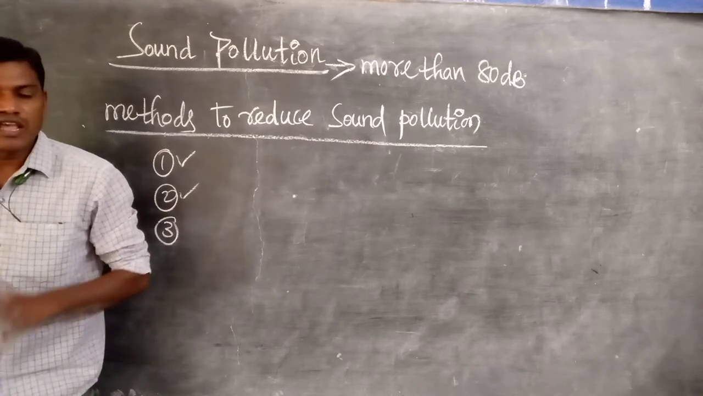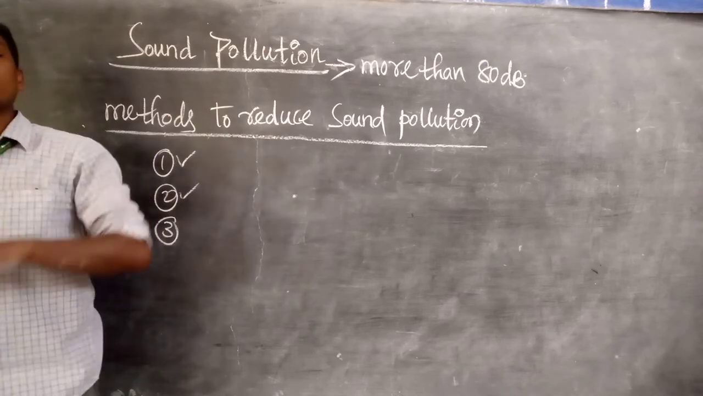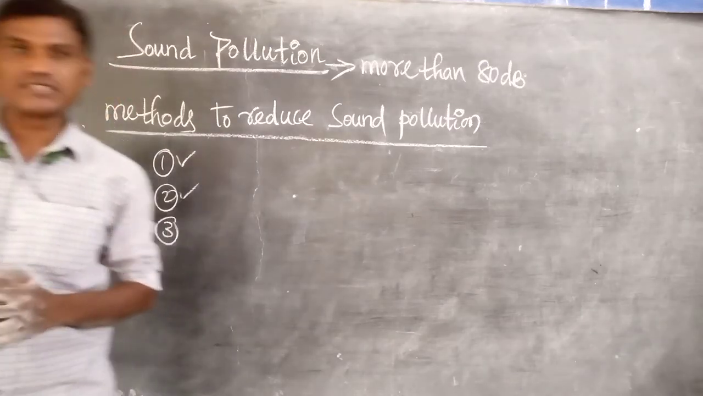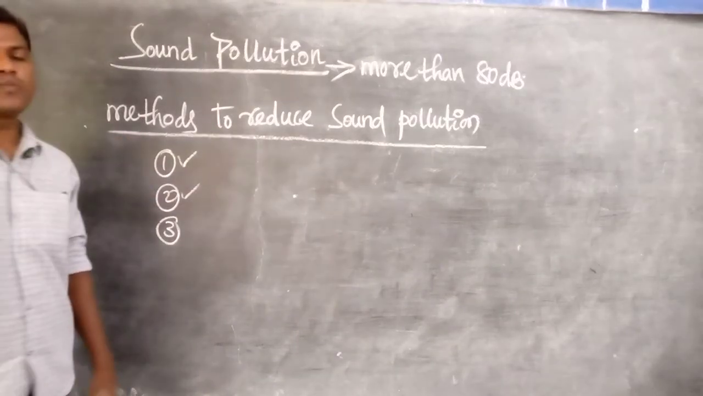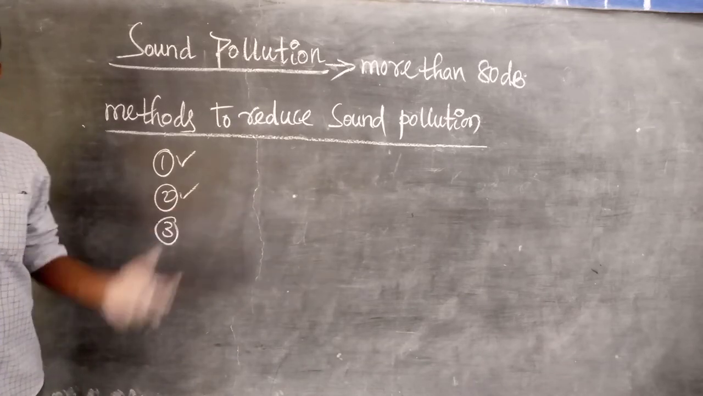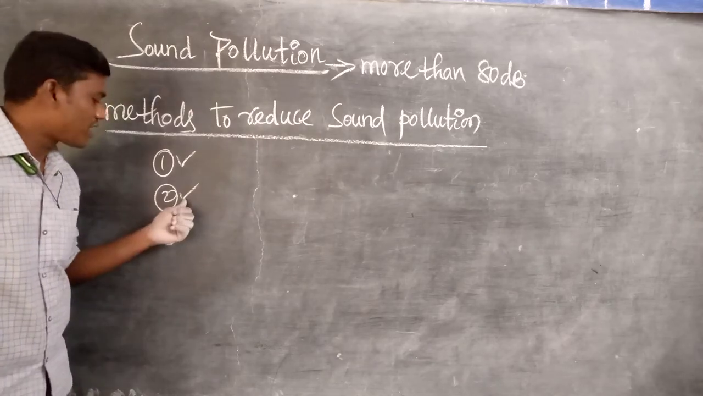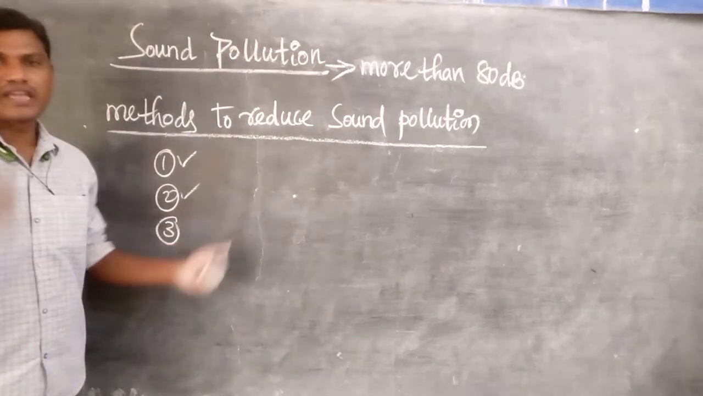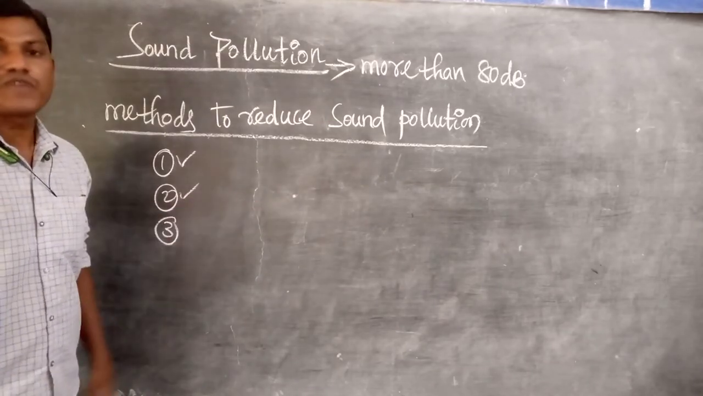Why? For what purpose are silencers used? To reduce sound pollution. What is the meaning of silencer? To reduce sound pollution. But when you remove the silencers, what will happen? It will produce a huge sound coming from the engine when it is working. That's why it is better to use good silencers for the vehicle.